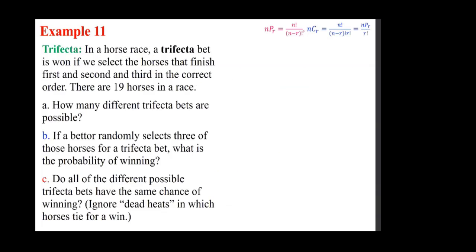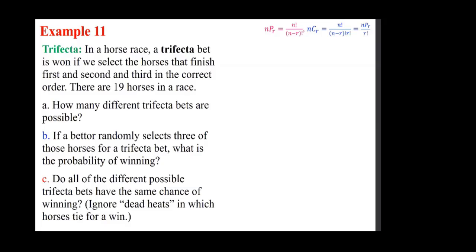In a horse race, a trifecta bet is won if we select the horses that finish first and second and third in the correct order. There are 19 horses in a race. How many different trifecta bets are possible? First, the definition of a trifecta is given to us. What we should know is that the size n is 19 and r is 3 for the trifecta.